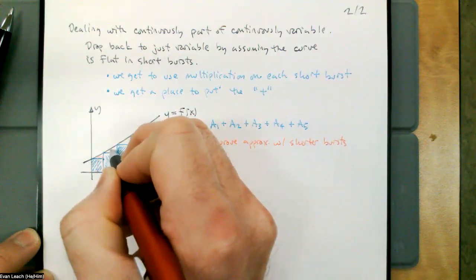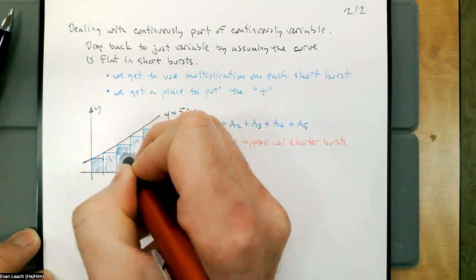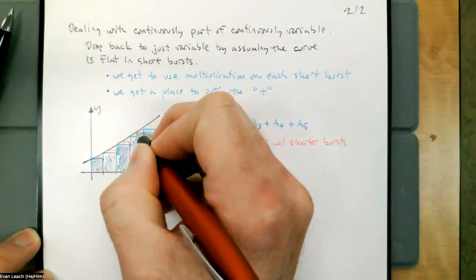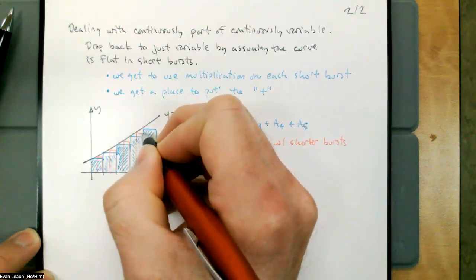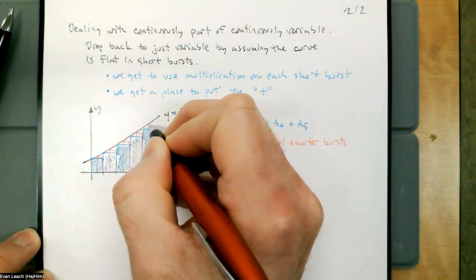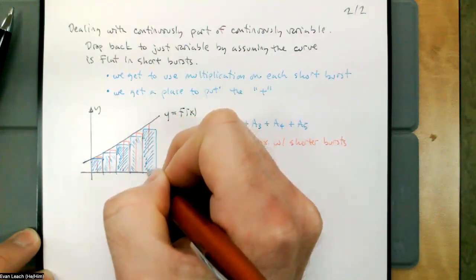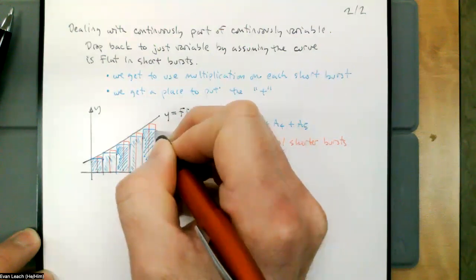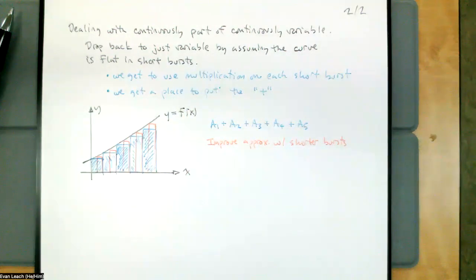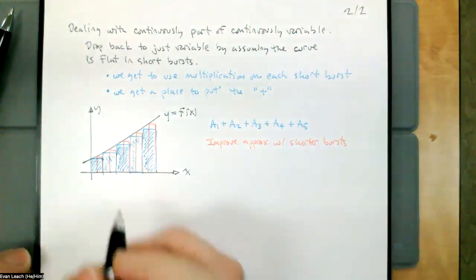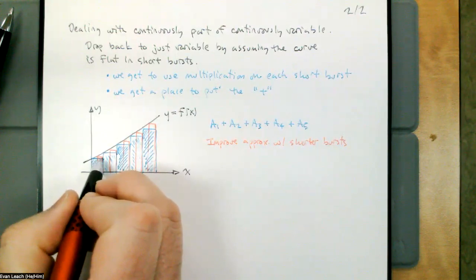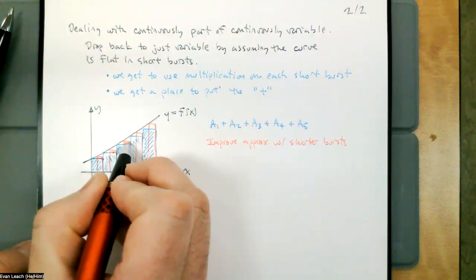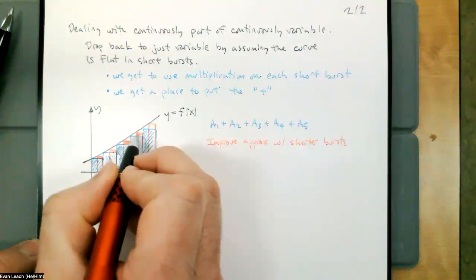So what if I did twice as many? So notice that now that I've gone up to 10 rectangles to approximate this area, I've included a lot of that missing space. Here's some extra space that I didn't have before that I have now. Here's some area I didn't have before that we have now. More rectangles gave us a better approximation.